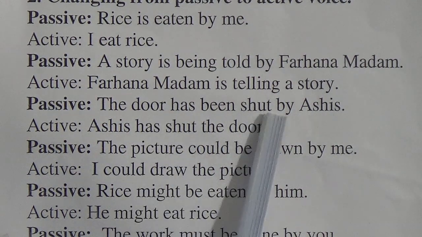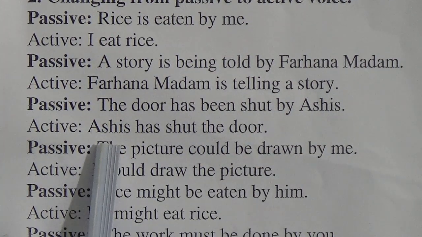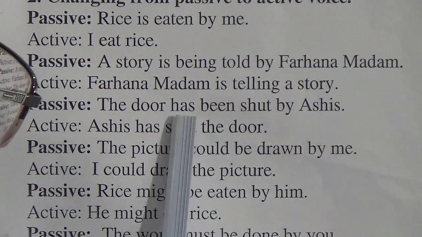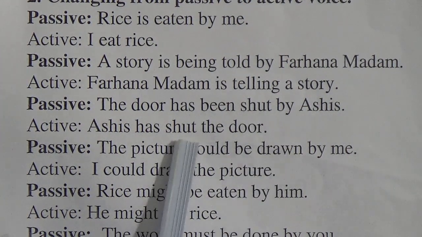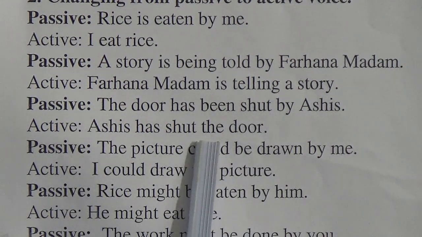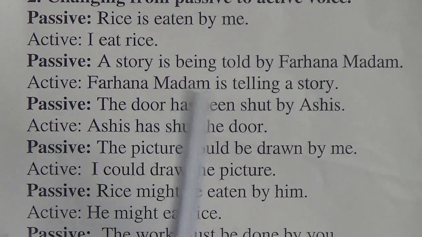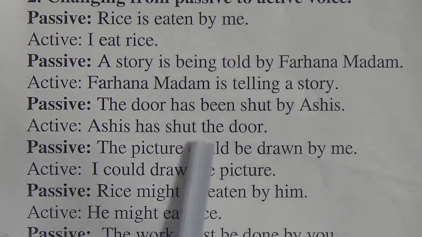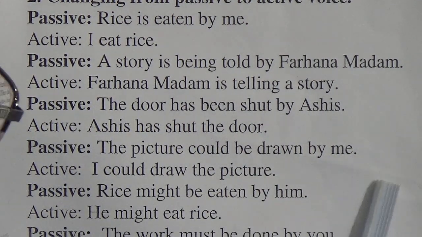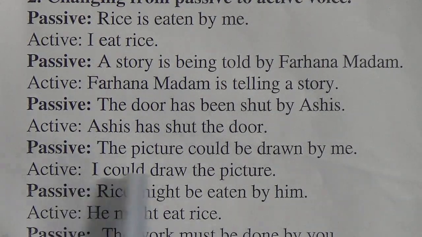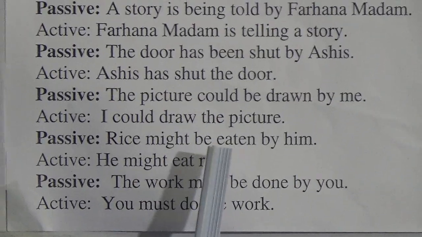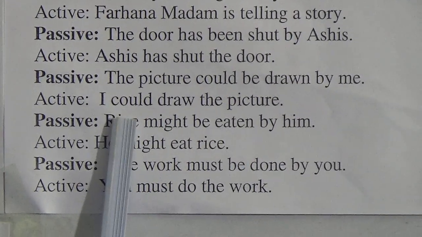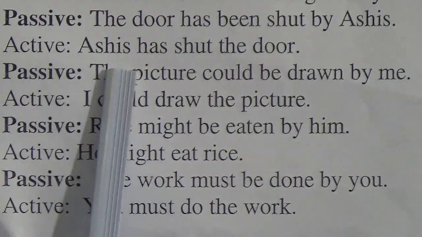Next one, the door has been shut by Ashish. So Ashish here is the subject, the object becomes the subject. As it is the auxiliary verb of present perfect tense, we will make it present perfect tense. Then it will be active. So Ashish, one person, that's why we will use has, past participle of verb, shut, and the subject becomes the object, the door. The picture could be drawn by me. Me, the object, will be the subject I, as could is a modal auxiliary.